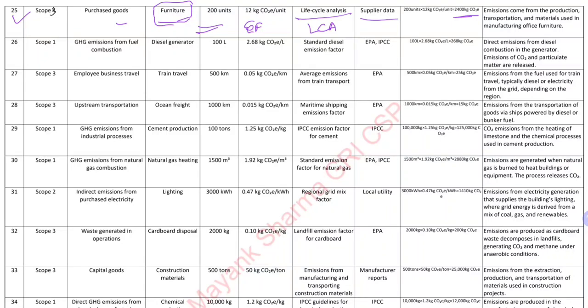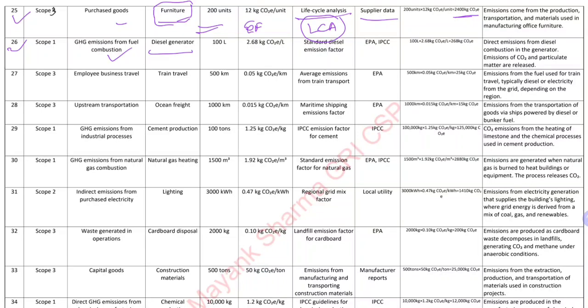The emissions come basically from the production, transportation and materials used in manufacturing office furniture. So again we utilize the life cycle assessment approach, to see in which phase what amount of emissions are taking place. Then scope 1 emissions, GHG emissions from fuel combustion.